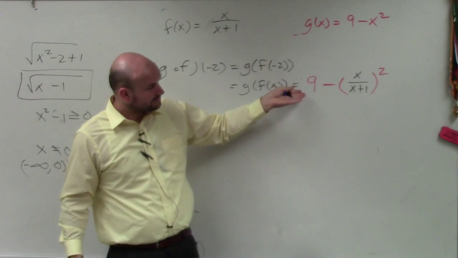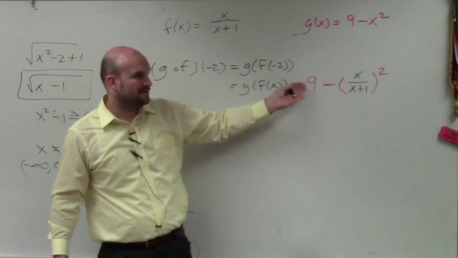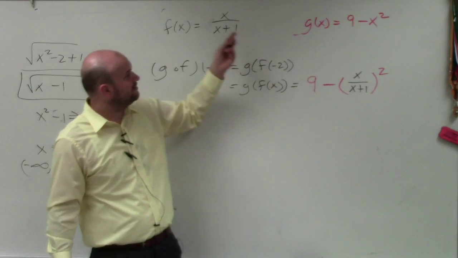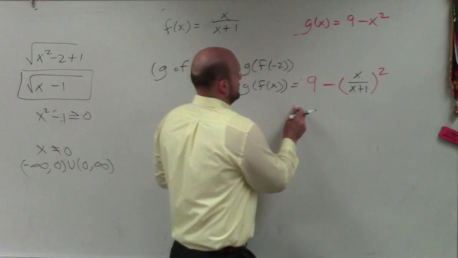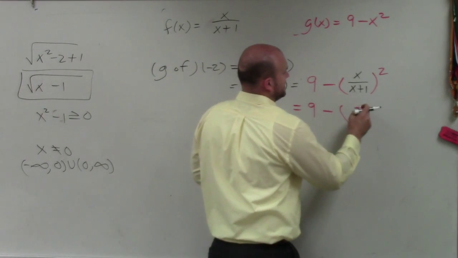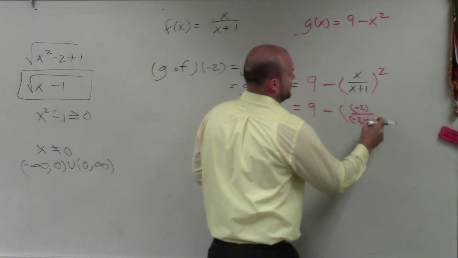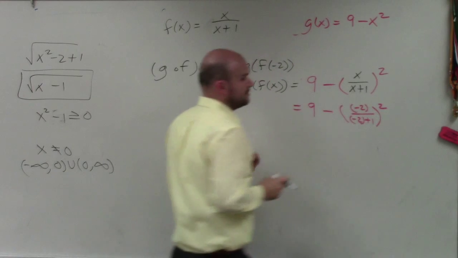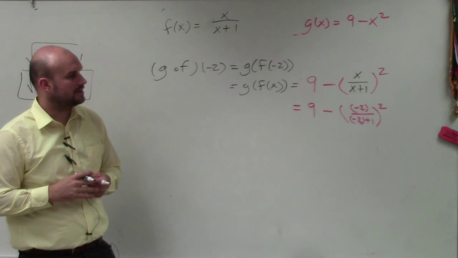Now, you can obviously do some algebra to simplify this. But in reality, let's just plug in what we're trying to evaluate, which is negative 2. So 9 minus negative 2 divided by negative 2 plus 1, squared. You got that, Ethan? OK.